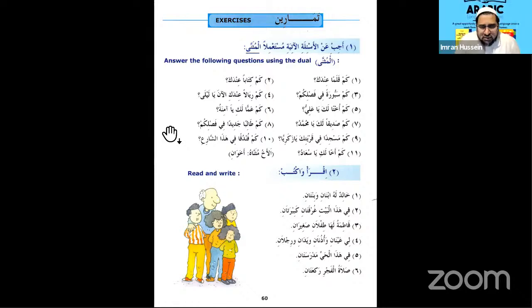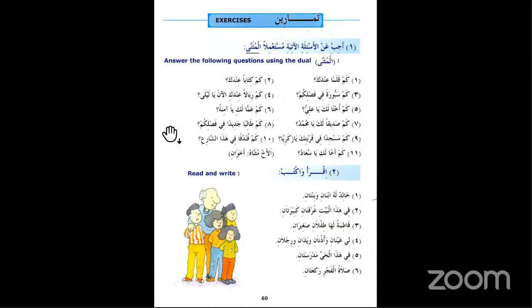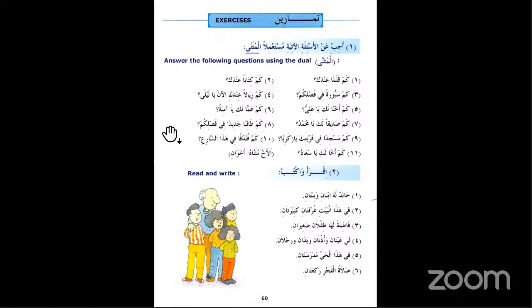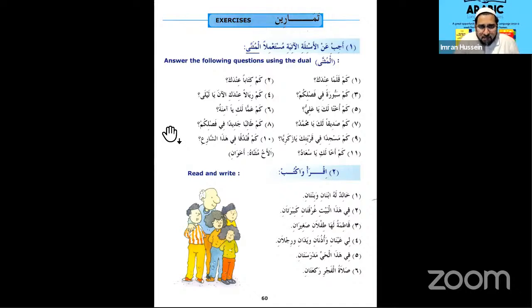Okay, correct. Next one, Sister Zuhra, 11. Read that, please. كم أخا لك يا سعاد؟ لي أخوان. Translation: How many brothers do you have, Suad? I have 2 brothers, correct. Jazakallah both. Any questions?